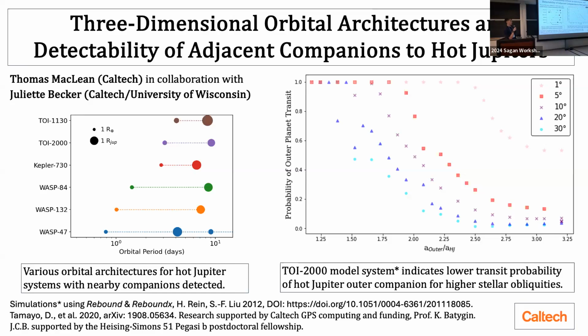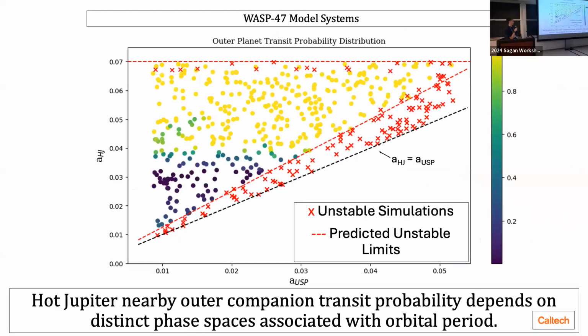So if we look at one of the other systems like TOI 2000, and we imagine that it has an outer companion that perhaps we haven't detected, and then we simulate through stellar evolution, we see, according to varying stellar obliquity, that a lot of the time there's a low probability of that planet transiting, so we wouldn't actually detect it. And looking at a WASP-47 model system, if we move around the actual nearby outer companion in the darker regions right here, we would not be able to actually detect that outer companion that we have detected using transit.